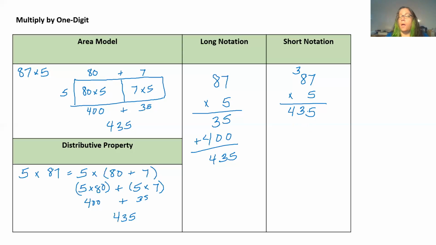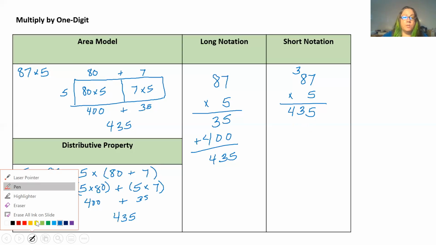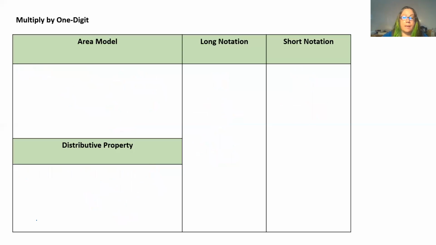So notice, all four methods give me the same answer. If I'm following the rules for each one, they should give me the same answer. But each one of them looks different.